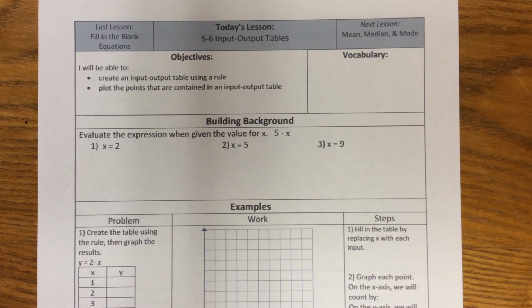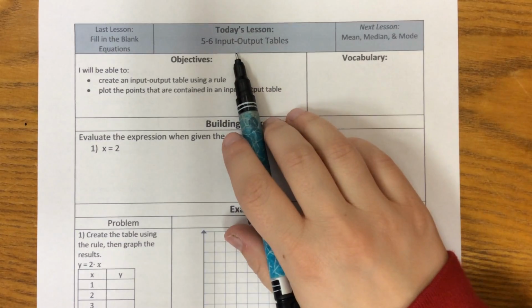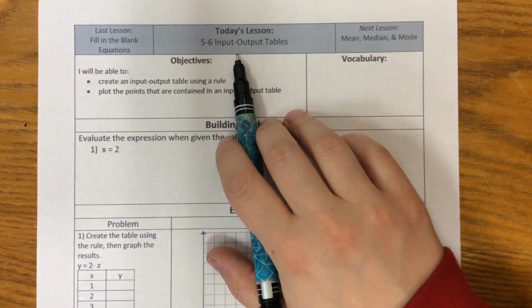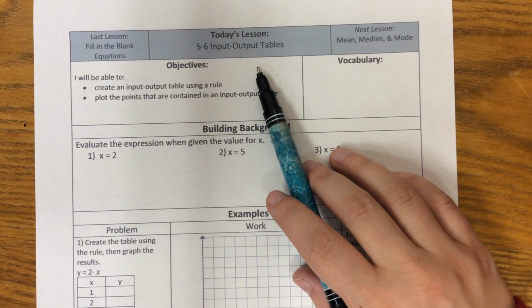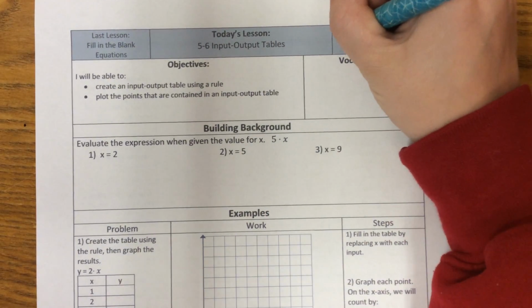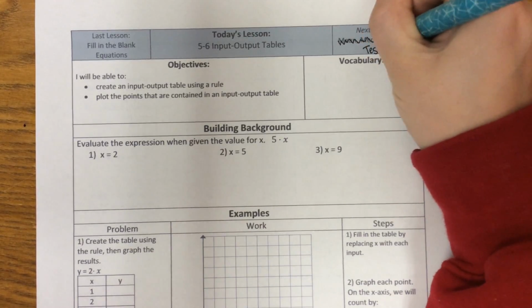All right, welcome to 5-6. This is the last lesson. So we just did fill in the blank equations, which we kind of use today in input and output tables. And the next lesson, this is wrong. The next lesson is going to be a test, because then you're done with the chapter.